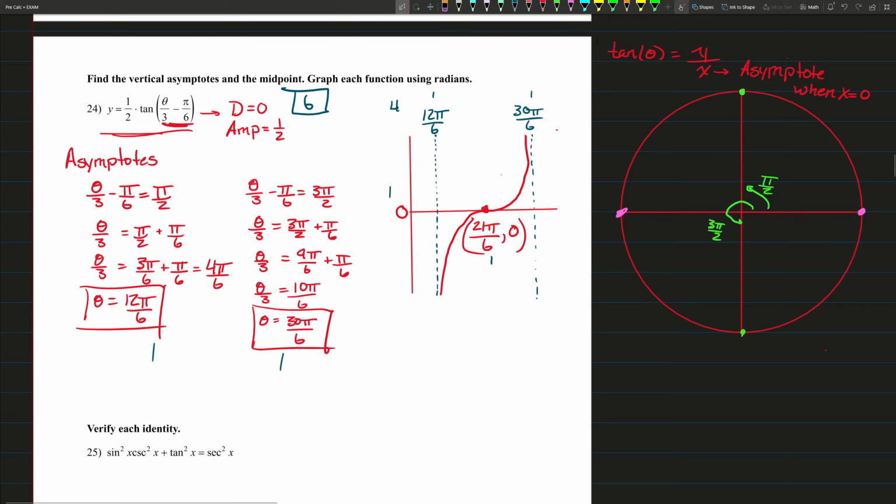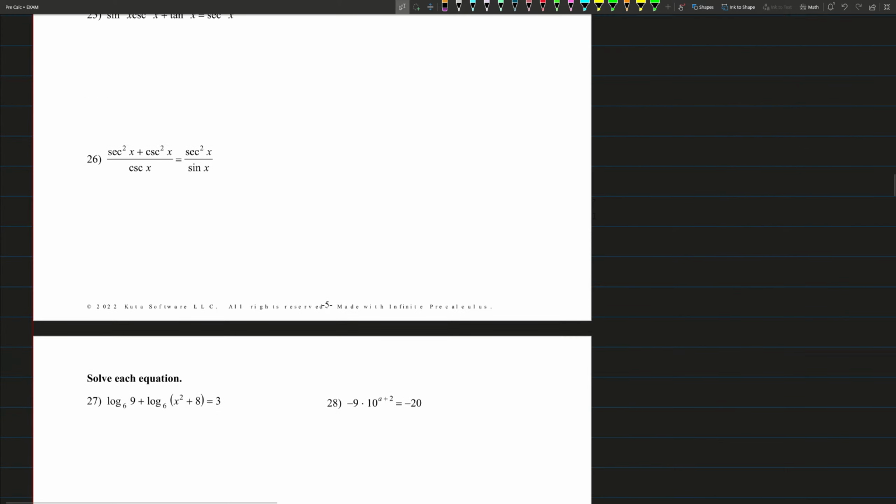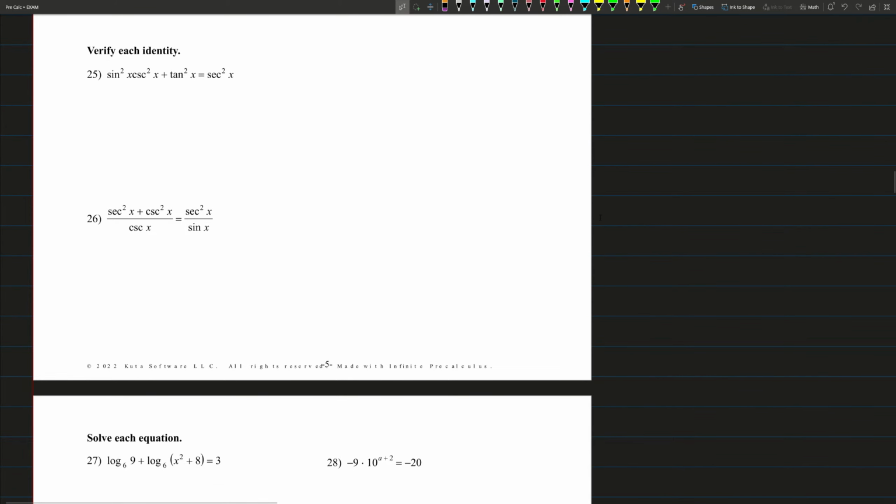All right. So now we get to the fun stuff, right? So verify each identity. So I'm asking you to verify that the left-hand side is equal to the right-hand side. So we have to know those identities still. So I'll write the Pythag identities out, because I think these are what people get confused most about.